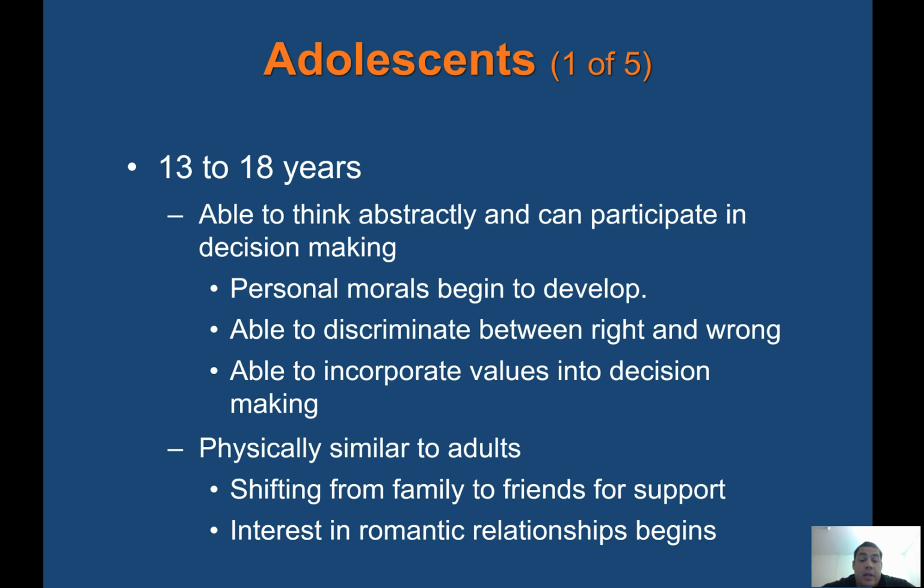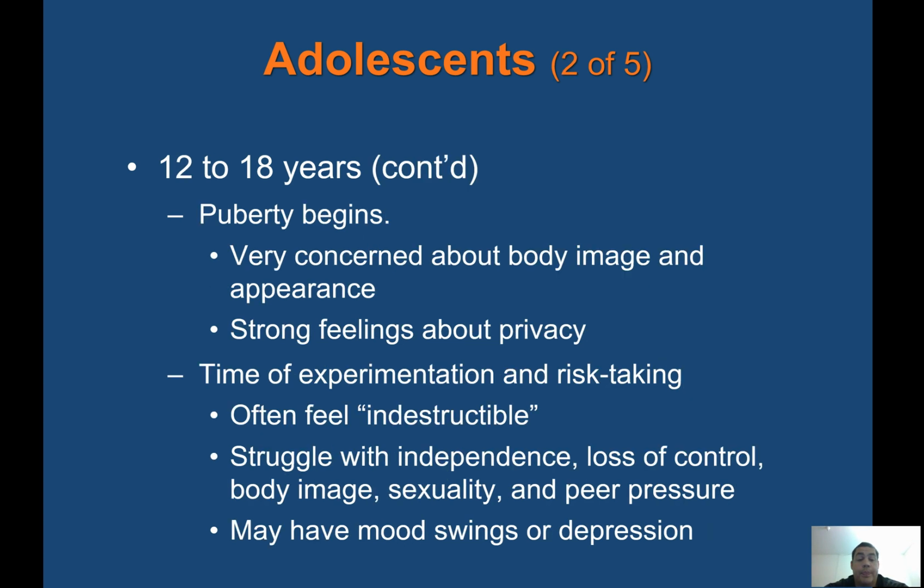Adolescents, 13 to 18 years, able to think abstractly and can participate in decision making. Personal morals begin to develop. Able to discriminate between right and wrong, able to incorporate values into decision making, physically similar to adults, shifting from family to friends for support, interest in romantic relationships begins. 12 to 18 years, puberty begins, very concerned about body image and appearance, so let them have some privacy. They have strong feelings about that.